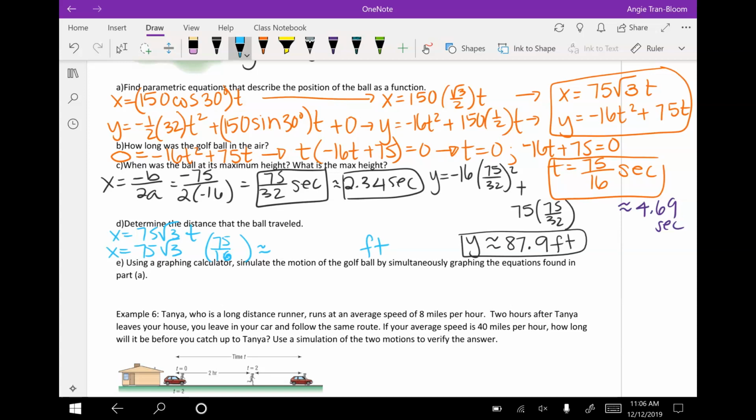Check your calculator. Make sure it's working. So what is it? How far did it travel? 608.9 feet. Oh, that's a really far distance, isn't it? For a golf ball? He must be like Tiger Woods or something. Well, you're hitting at a velocity of 150 feet per second, so. Yeah, that's a good swing.